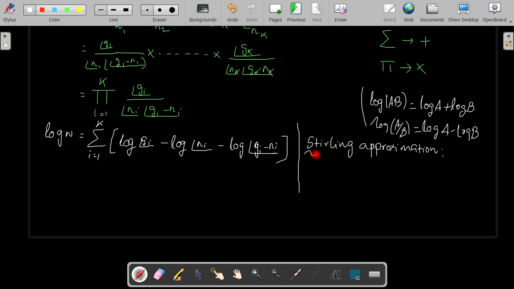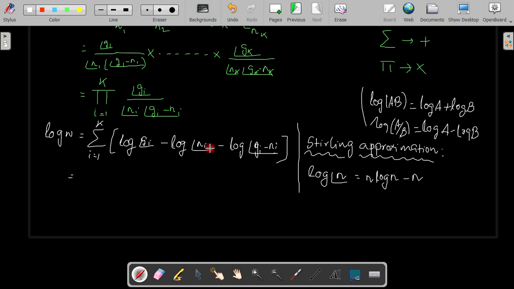Stirling approximation actually talks about the log of a factorial quantity. So if I take the Stirling approximation, I can write log of n factorial is equal to n log of n minus n. So this is my Stirling approximation. I am not going to do this in detail because this log of gi, you can write as gi log gi minus gi.